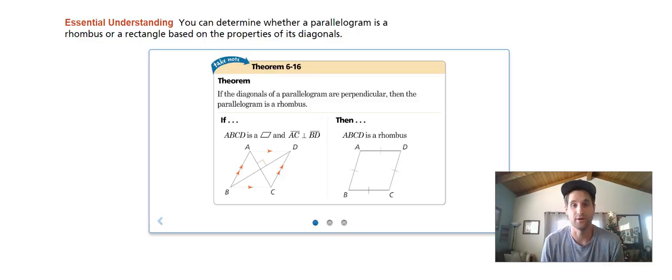6.5, all we are doing is determining whether a parallelogram is a rhombus or rectangle based on the properties of its diagonals. We're also going to be looking at squares as well. So we're basically asking, how can I identify what kind of parallelogram this is? Let's go ahead and take a look.